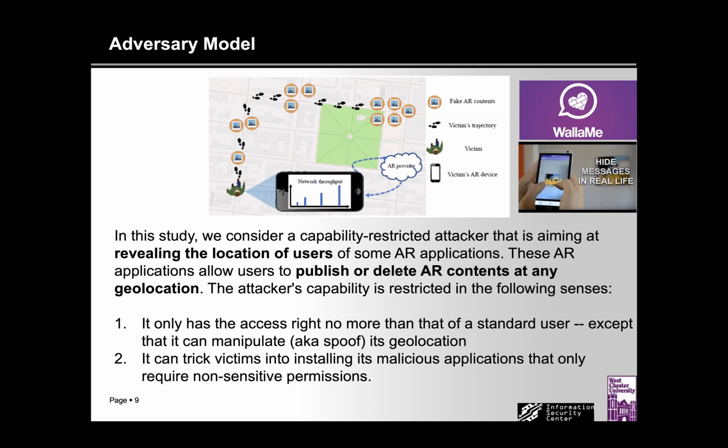And the second one is that the attacker can trick the victims into installing malicious applications that only require non-system permissions. That means when they install these malicious apps, the app only says that it's going to check some of your phone status. It's not going to get your GPS locations. So that's basically the adversary model that we defined here.